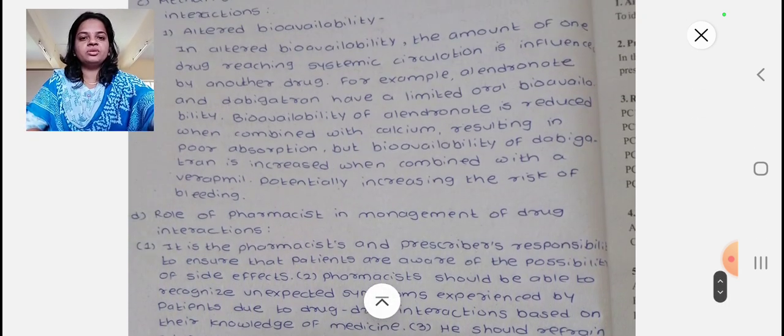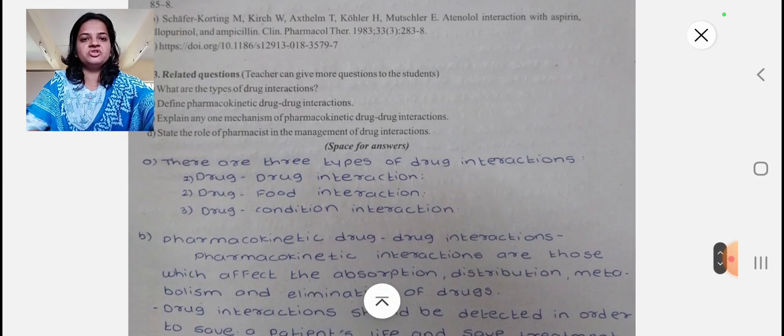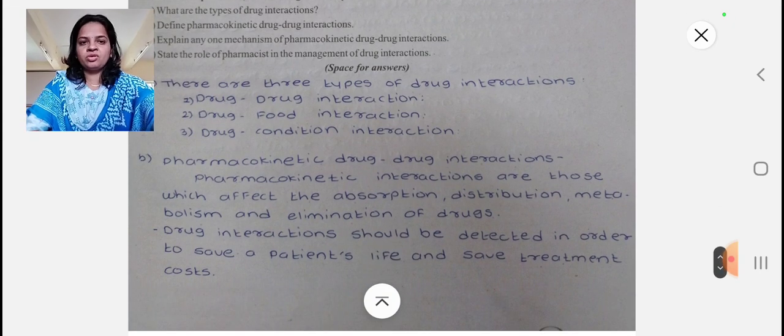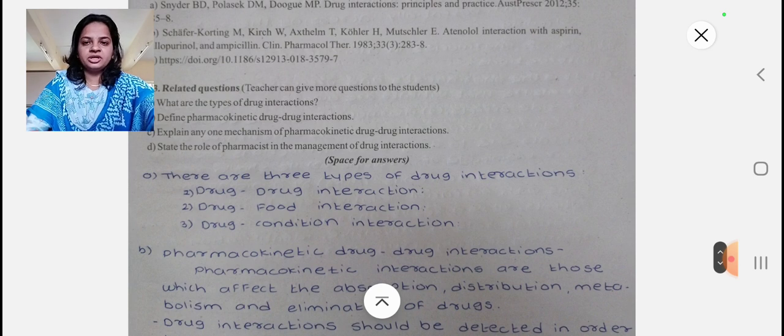Kindly go through the four questions, note down these questions and answers. You can pause the video and write them down in your notebook, in your manuals. Kindly correct it. What are the types of drug interactions? Pharmacokinetic drug interactions and pharmacodynamic drug interactions. These are the two types.